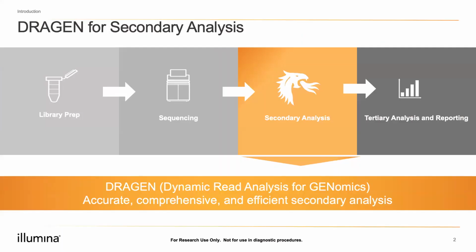As you may be already aware, DRAGEN is Illumina's secondary analysis platform that sits between sequencing, so the BCL files coming off the sequencer, then outputting variant calls that can be fed into downstream tertiary analysis and reporting. So DRAGEN offers accurate, comprehensive, and efficient secondary analysis.